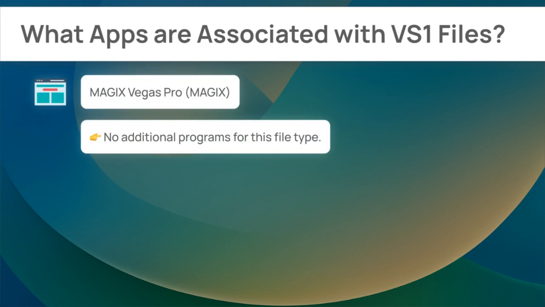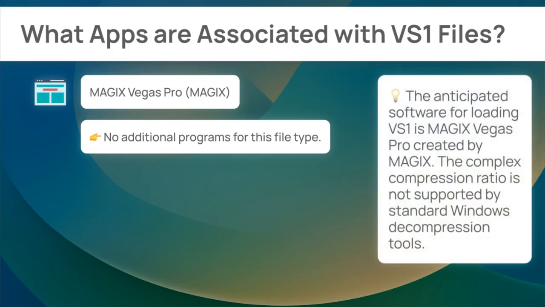Vegas Pro is the main tool for handling VS1 files. The complex compression ratio is not supported by standard Windows decompression tools. Windows shows only the file's existence, but the plugin's functionality depends entirely on the host app.